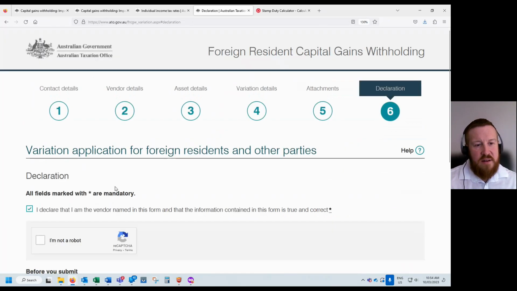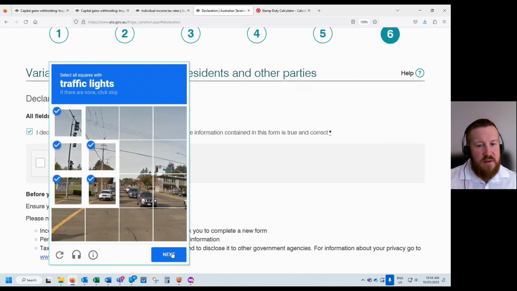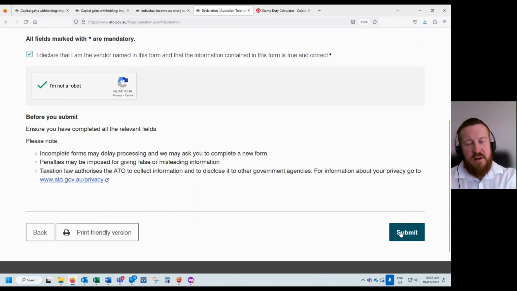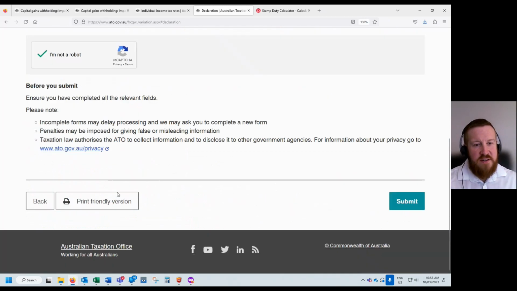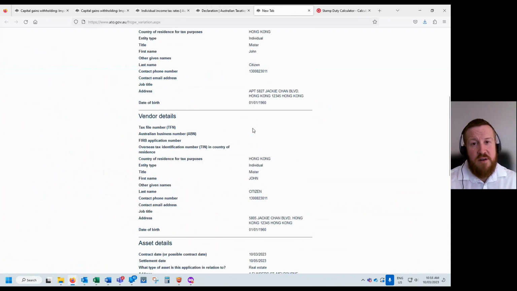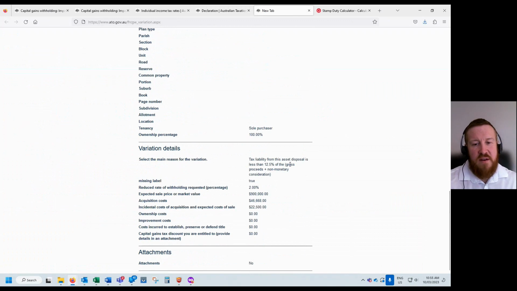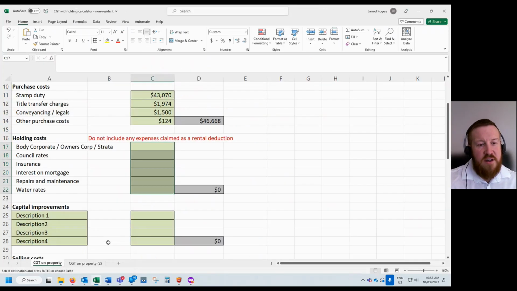And then you declare that it's correct. Do the good old capture code. And then submit. I won't submit that obviously because that's fictitious information. You can print the entire form, which I recommend that you do just prior to lodging. You can probably print it afterwards, but you never know. You don't want to lose all that information, so just print that as a PDF. So that's how you do a variation.